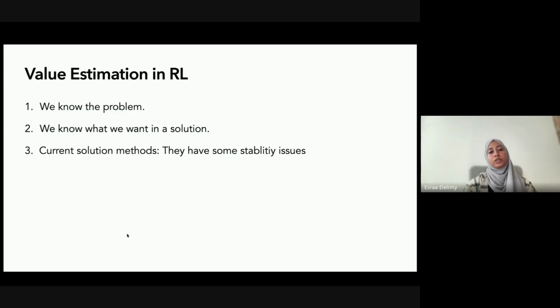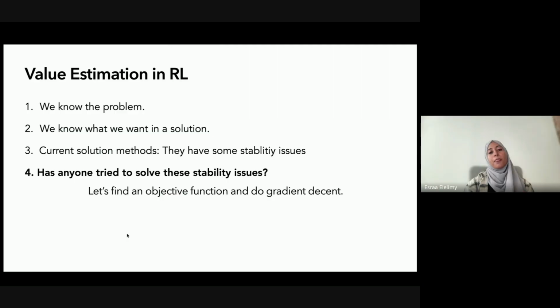So the follow-up question to that would be, okay, has anyone tried to solve these stability issues? And the answer is yes. Most of these approaches that try to solve the stability issues will ask this question: maybe let's try to find an objective function and do normal gradient descent. And if we do that, we are guaranteed to converge in the same sense that gradient descent converges. And then the question is, what kind of objective functions can we use so that we can do gradient descent on them?